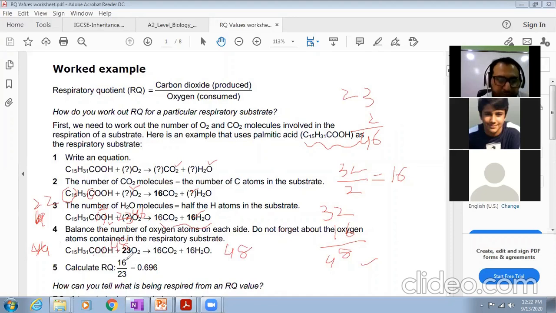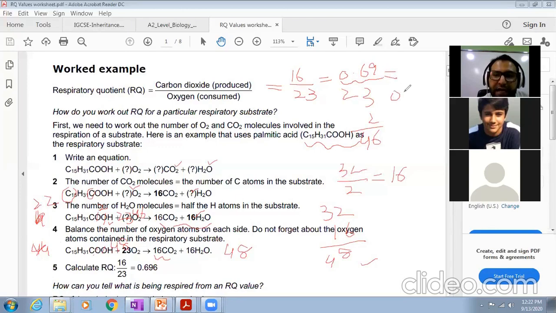Now find the respiratory quotient. Respiratory quotient is carbon dioxide produced divided by oxygen consumed. So let's see, carbon dioxide molecules we have produced: 16. So put the value here, 16 divided by 23. If you do it, it will give me 0.69 approximately, so approximately 0.7.